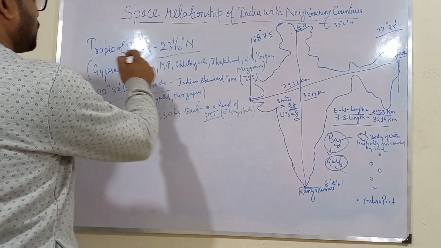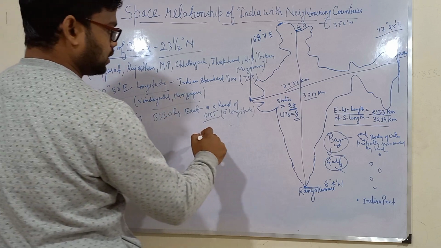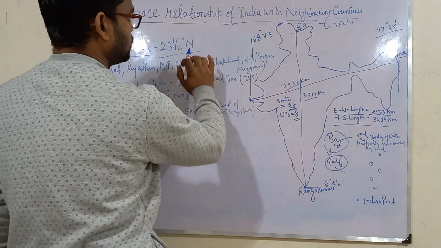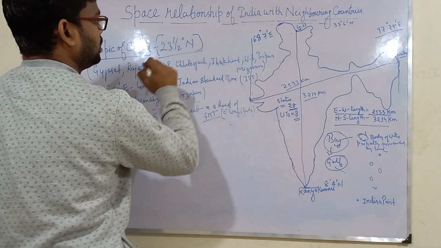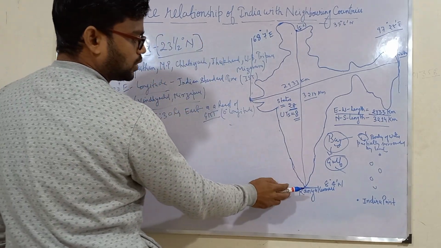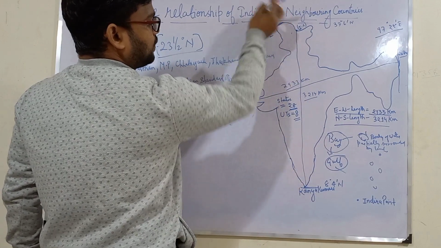Next we have Tropic of Cancer. See, we know that Tropic of Cancer passes through India. Why? Tropic of Cancer is nothing but 23.5 degree north latitude, and we know that India's mainland extent is from 8 degree to 37 degree latitude.